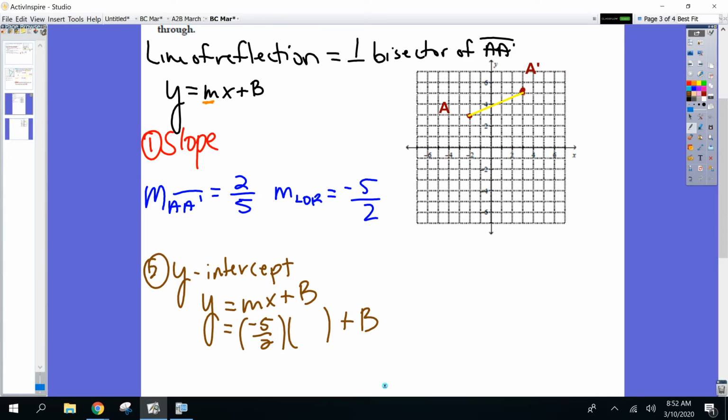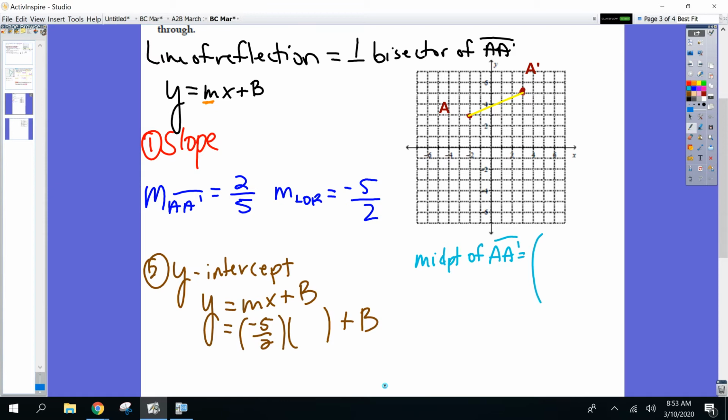Well, again, not only is this perpendicular to AA prime, it also does what to it? Bisects, which means it's got to have what point on there? The midpoint of AA prime has to be on your line of reflection. So that's what you needed to do off to the side. Everyone good? Why do we need to find the midpoint? Because the midpoint is the only point I definitely know is on the line of reflection.